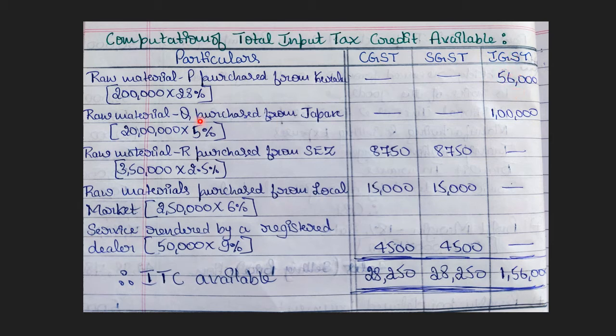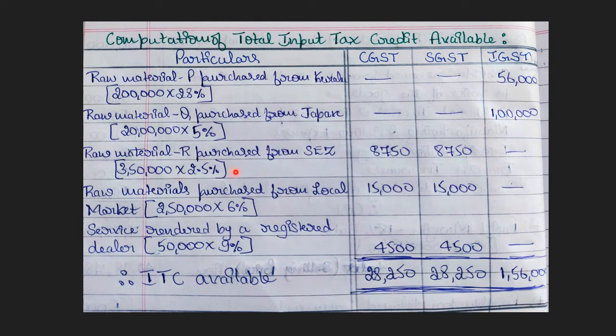Similarly, she has purchased raw material Q from Japan. Again an interstate transaction because it is an import. So 5% is the rate of tax that is applicable on raw material Q. The value of the goods that is imported from Japan is 20 lakh. Therefore, the IGST input tax credit that she is going to get is 1 lakh rupees.